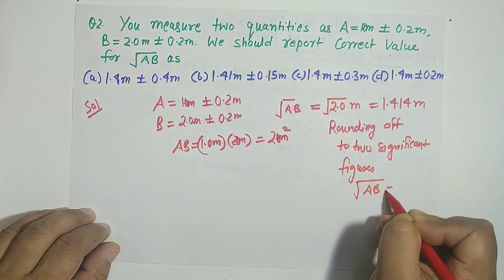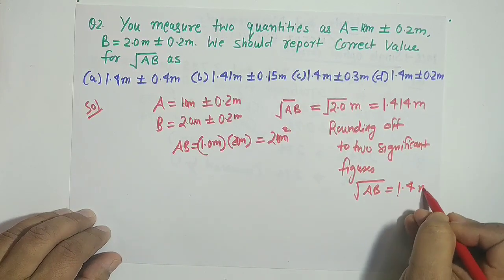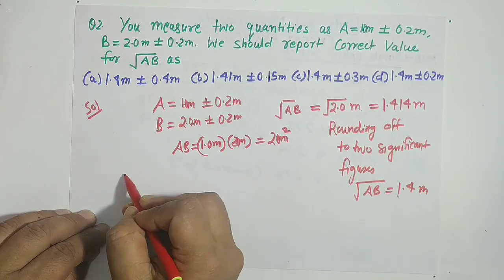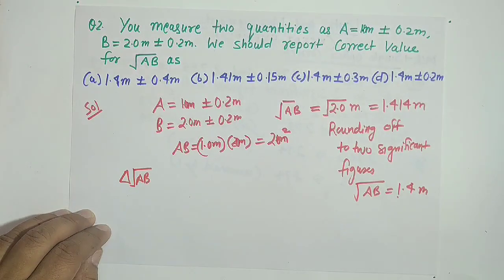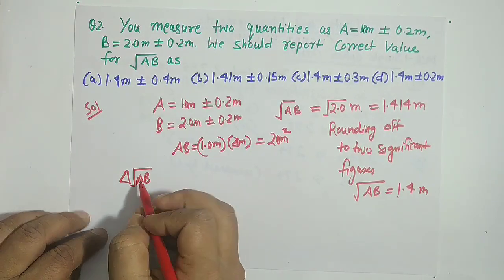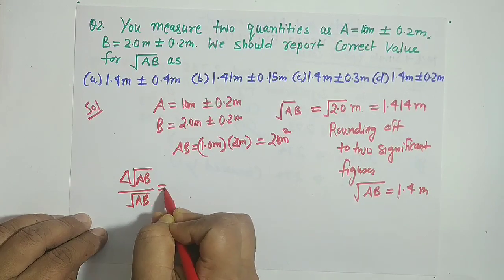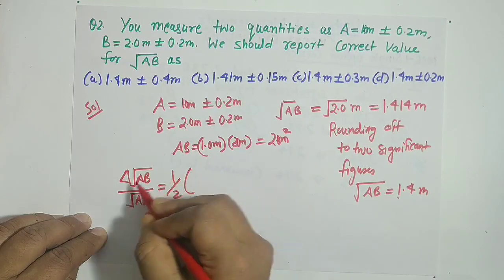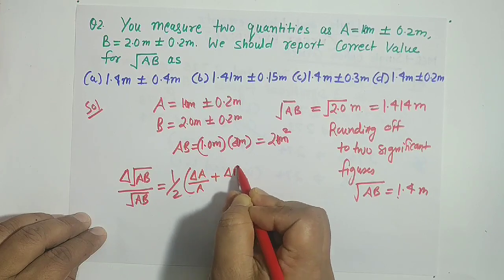All of you know root AB will be only 1.4. This will be root AB. Now the error value. If I ask you what is delta root AB, I am going to calculate it. So delta root AB divided by root AB is half of, since the power is half, delta A by A plus delta B by B. Solve it.